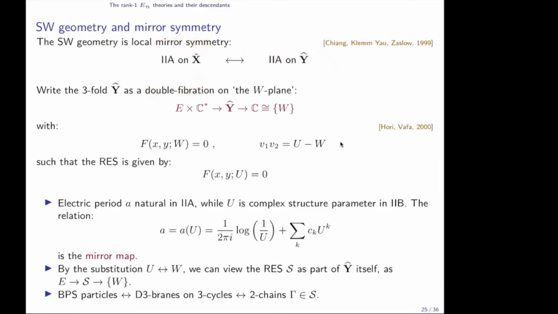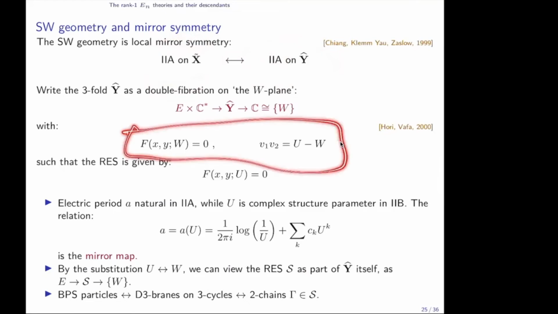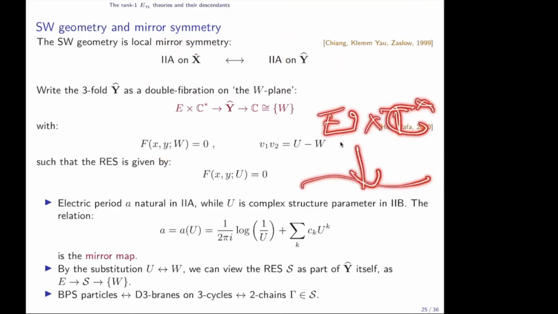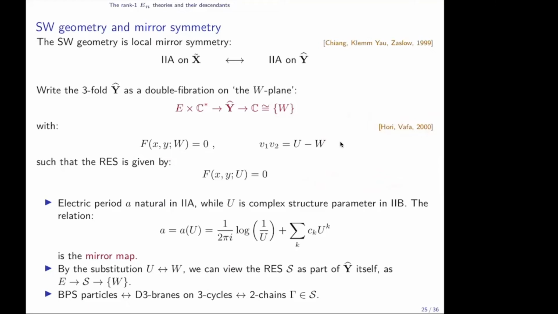And well, you can write it in various ways. This mirror, in particular, you can write it as a double fibration here, like in Oriva-Vafa, on a so-called W plane. You would have a W plane, there is an elliptic curve on top of it, and another C star fiber. And then in this setup, if you look at the fibration of just the elliptic curve over the W plane, it's isomorphic to this rational elliptic surface I was talking about. So this is literally the Seiberg-Witten geometry embedded inside the local mirror.